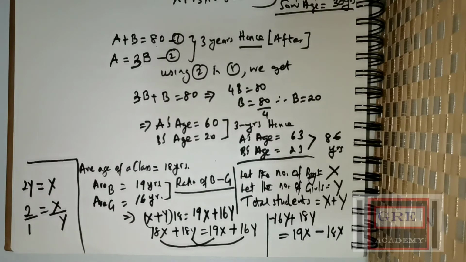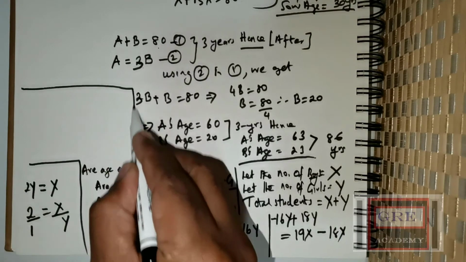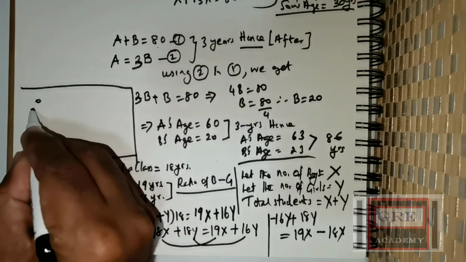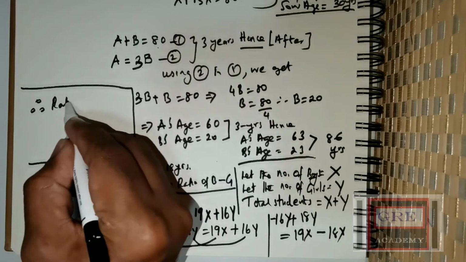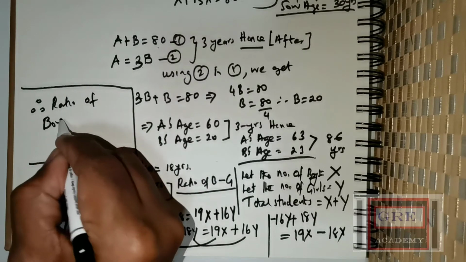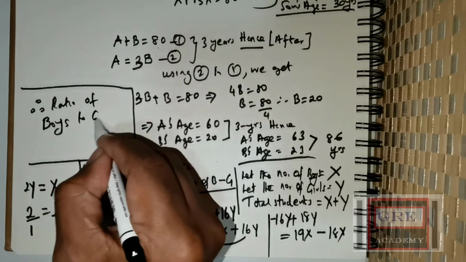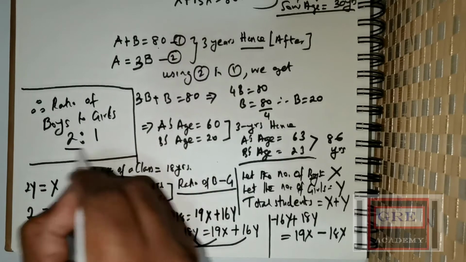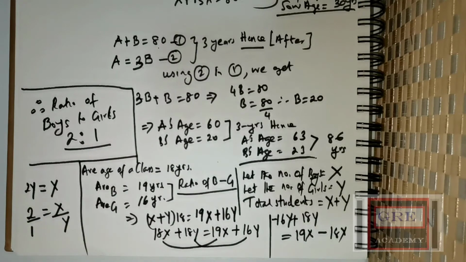So what is the meaning of this? That means for every 2 boys in the class, there is one girl. So we can conclude that, therefore, the ratio of boys to girls is 2:1. So that completes the solution to this question.